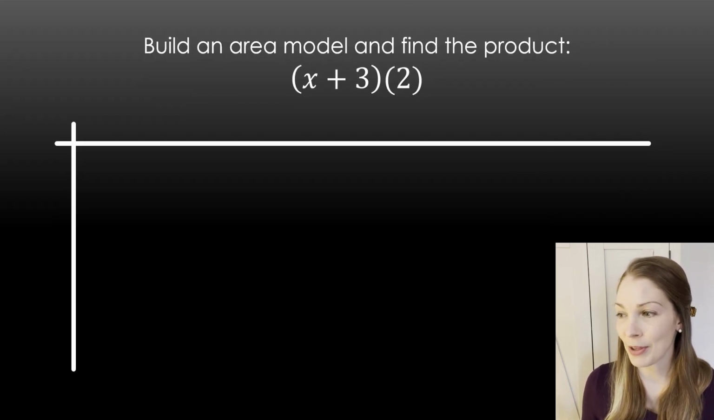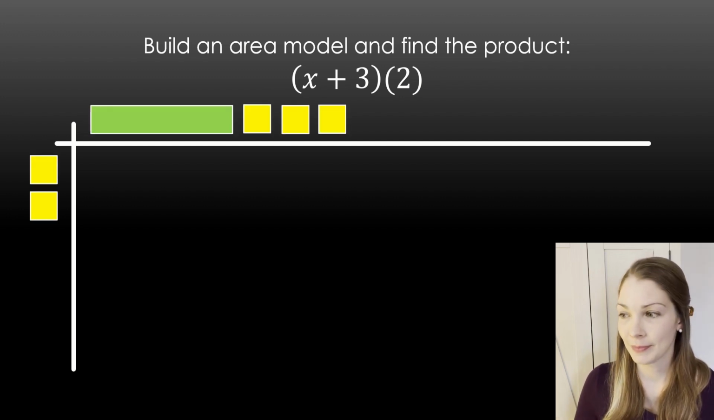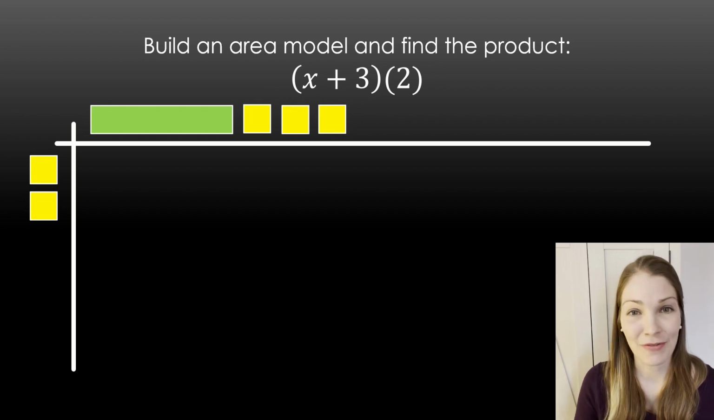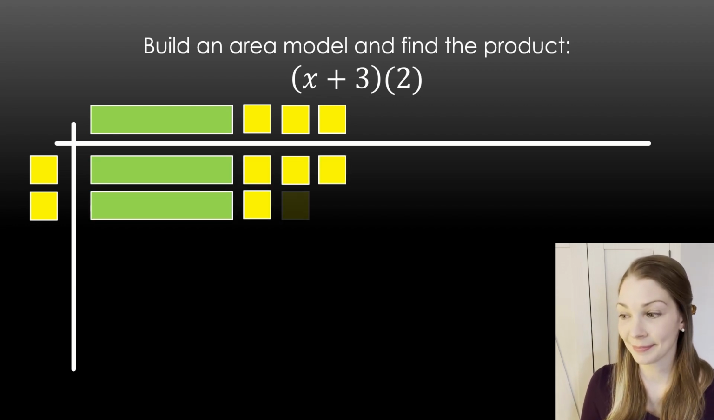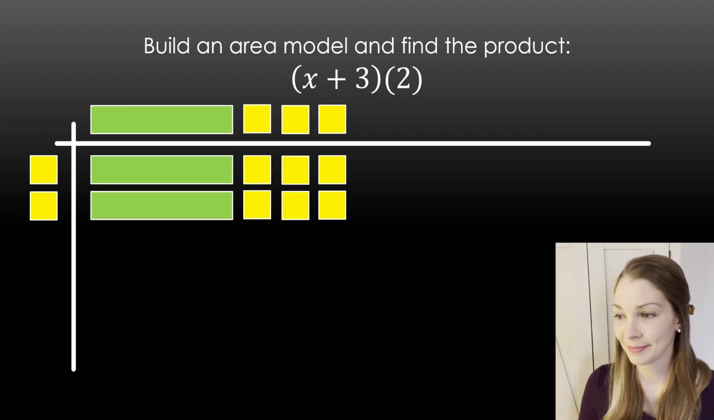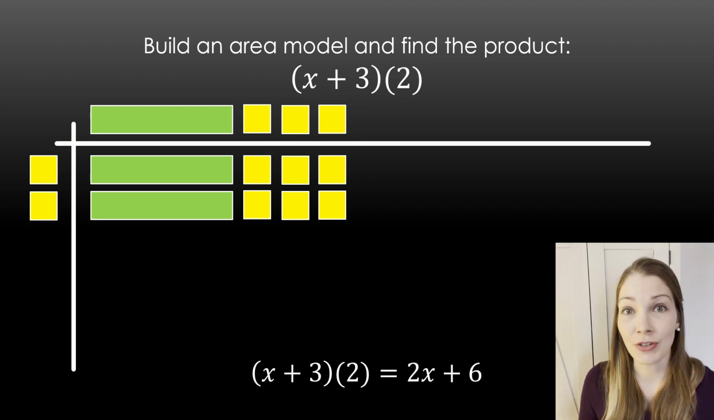Okay, now let's try building these dimensions. x plus 3 times 2. Now that we have it lined up, we can fill in with the tiles. All right, and so what's our final product here? 2x plus 6.